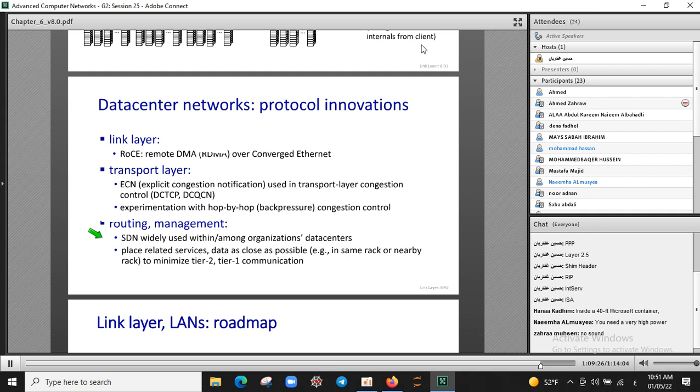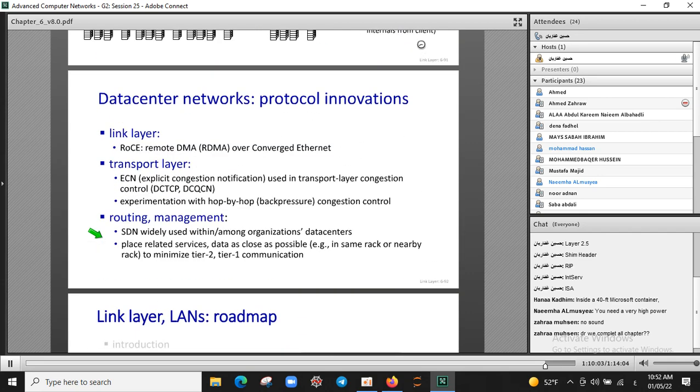In data centers, we are using SDN widely. We are placing services between different racks, between different servers, to minimize internal traffic between layer 1 and layer 2, between the servers or something like that. It needs strong management techniques to manage all of these. Special layer 2, special layer 3, special layer 4. Okay?